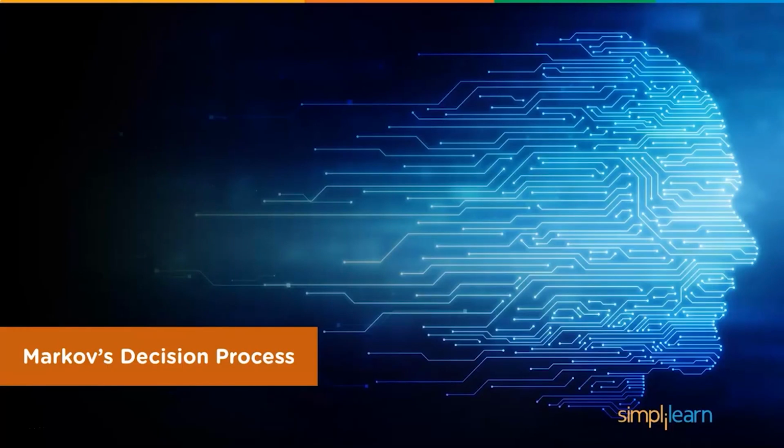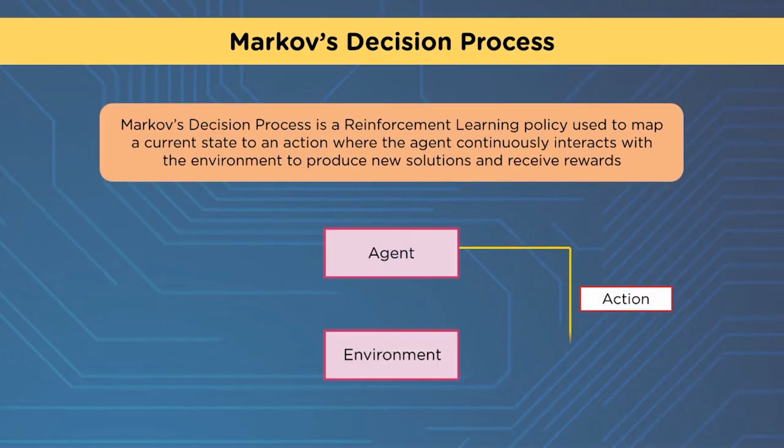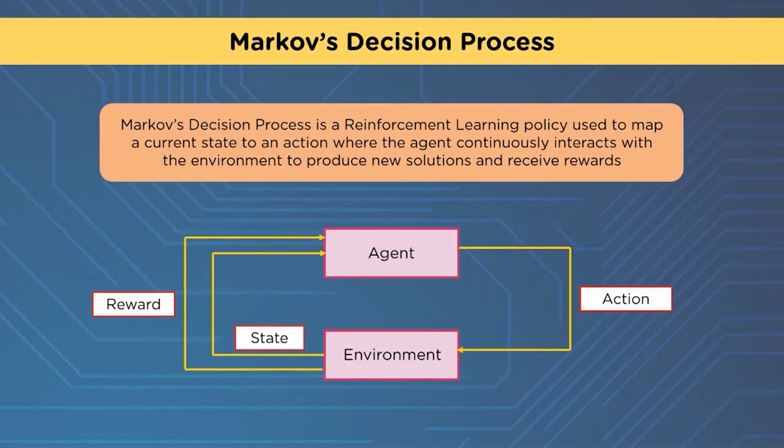So let's talk a little bit about Markov decision process. Markov decision process is a reinforcement learning policy used to map a current state to an action where the agent continuously interacts with the environment to produce new solutions and receive rewards. And you'll see here's all of our different vocabulary we just went over. We have a reward, our state, our agent, our environment, and our action.